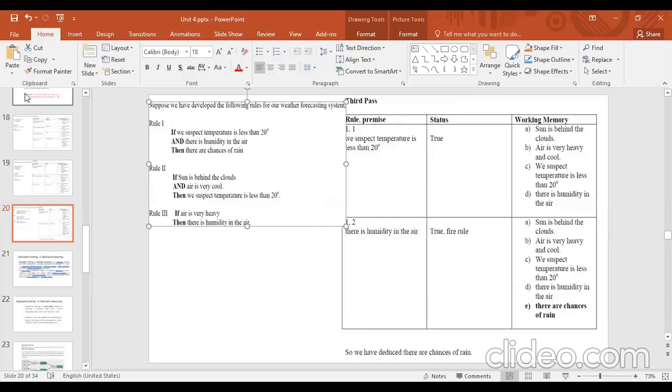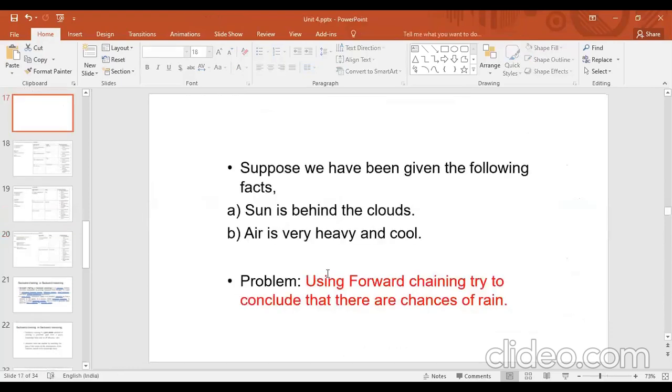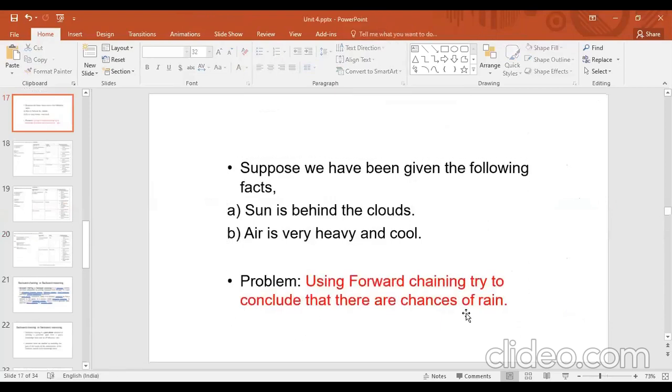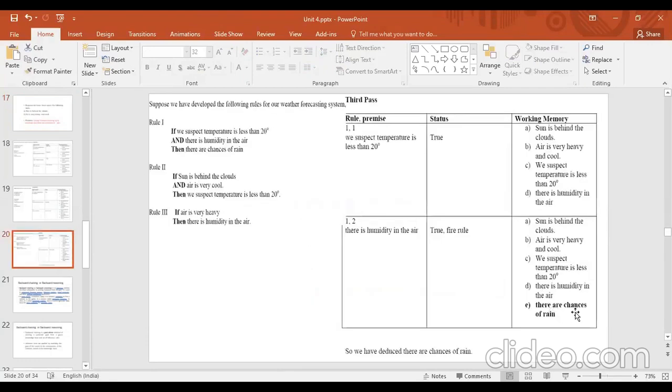Okay. So what is our problem? That is, using forward chaining, try to conclude that there are chances of rain. So here we conclude that there are chances of rain. Clear? Anyone have doubt?